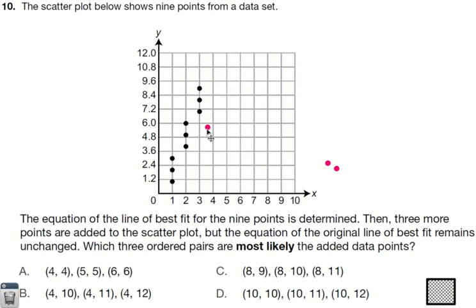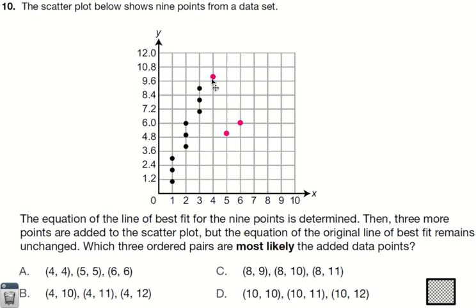4, 4. 4, 4 is like right there. 5, 5 ish. It's not looking like it's A, is it? 6, yeah, not looking good, eh? Let's try B. 4, 10. So 4, 10. Wow. Where did I have 4, 4? Whatever, anyway.